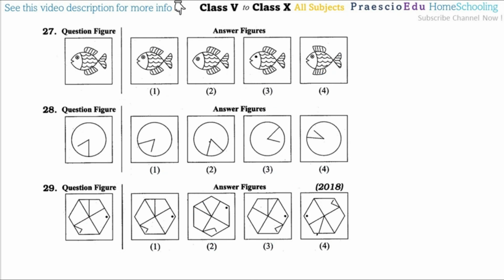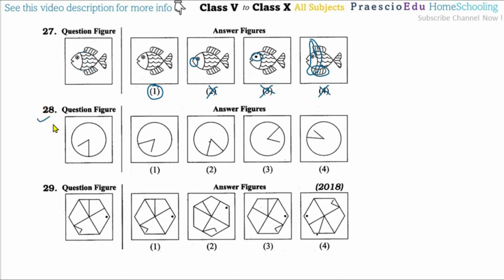Then question number 27. The fish eye here is the difference. Then here the mouth is the difference, and here there are 1, 2, 3, 4 lines, and here also 4, but these fins are very different. Here there is some distance between the fins, but here they are in line. So this is the main difference, so that's why options number 4, 3 and 2 are different, and only option number 1 is the similar figure.